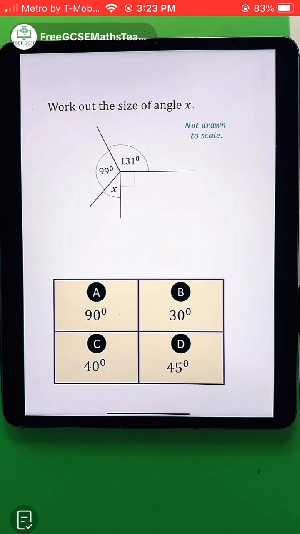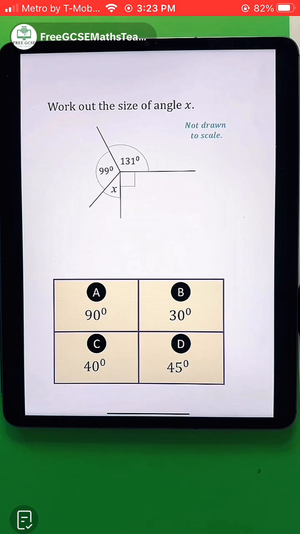So let's look. Sophie's gone for D. Thank you for sharing. Potato's gone for 40. Thank you for sharing. So I'll give you a couple more seconds. A, B, C, or D? Livy's gone for C. Bash has gone for C. Lewis has gone for C.